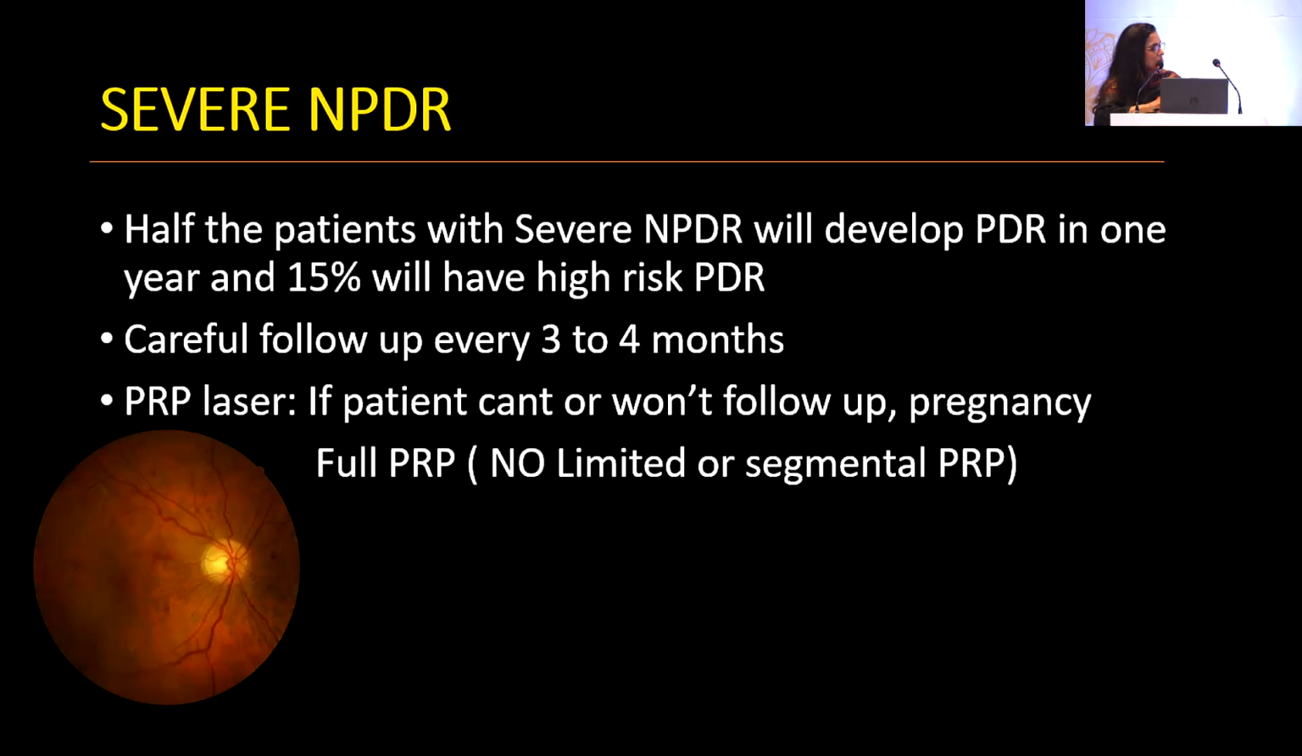Now, whenever you see a patient with severe NPDR, that is, a patient does not have new vessels, but he has hemorrhages, microaneurysms in all the 4 quadrants, venous beading, venous looping. So these are the patients that you have to follow up very closely, because a lot of these patients will develop PDR in the next 1 year, so you have to follow them very carefully. Now, in severe NPDR, there is always the question, should we laser these patients or not? If you feel the patient would not be able to come for a follow-up, or is pregnant, or is not very well controlled, you can subject these patients to a laser photocoagulation.